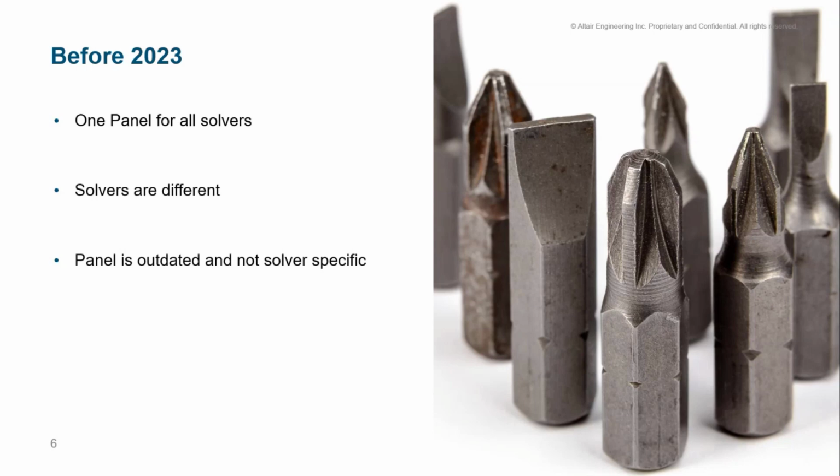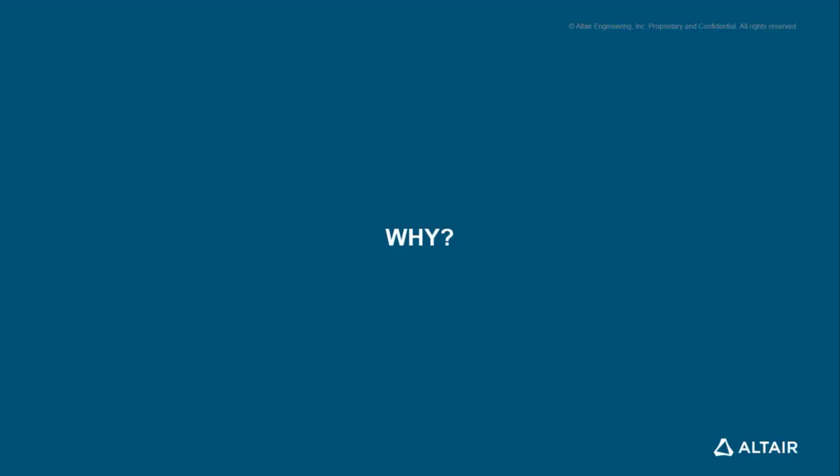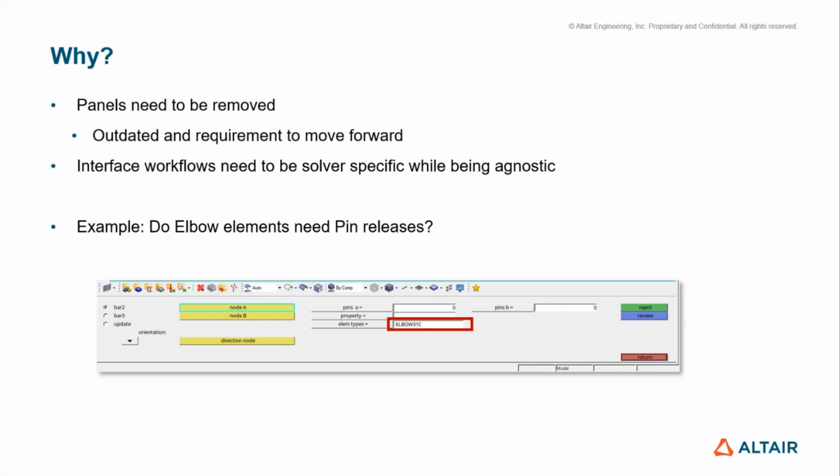We need to remove the outdated panels and be solver specific. In that direction, I will go towards why. To just give you an example, take a look at this particular panel. I'm taking a bar example. In Abacus, some of you are probably users of Abacus, and not probably the same users of this profile, maybe using OptiStruct, Nastran, Ansys, or any of the crash solvers.